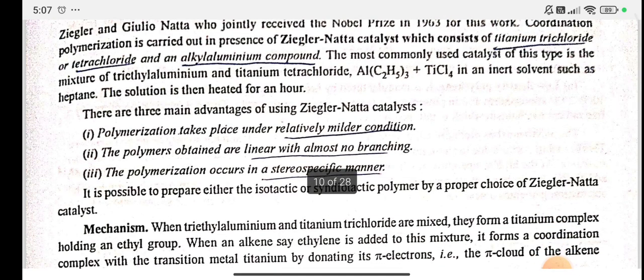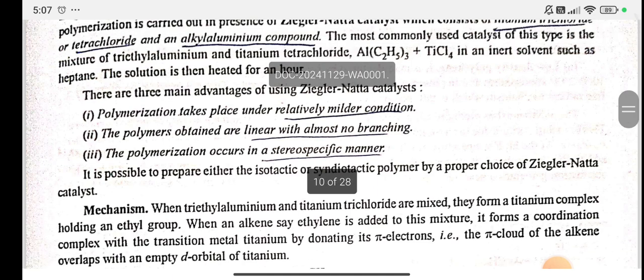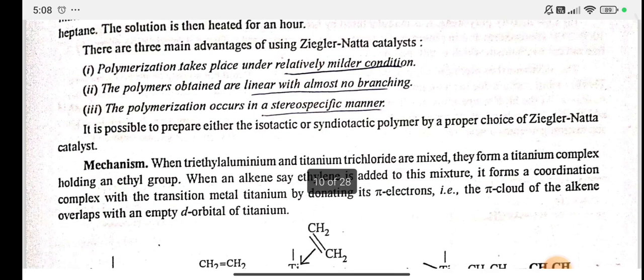There are three main advantages of using Ziegler-Natta catalyst. Polymerization takes place under a relatively milder condition. The polymers obtained are linear with almost no branching. The polymerization occurs in a stereospecific manner. It is possible to prepare either the isotactic or syndiotactic polymers by proper choice of catalyst.